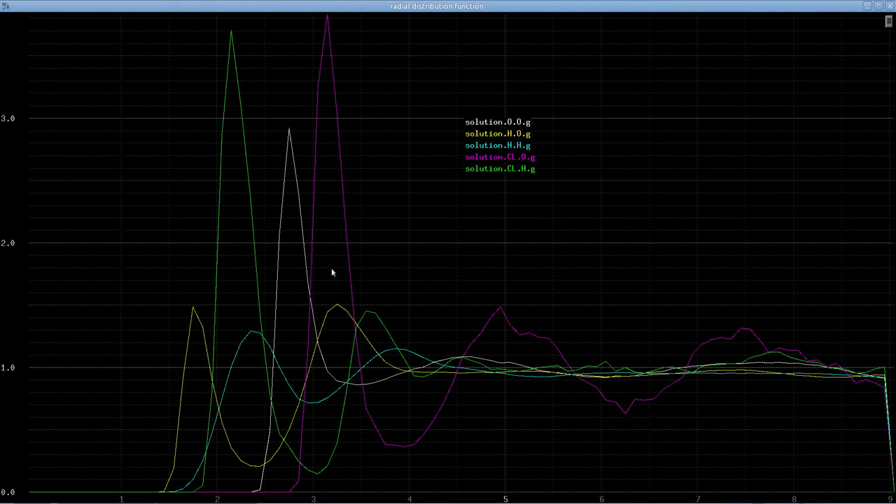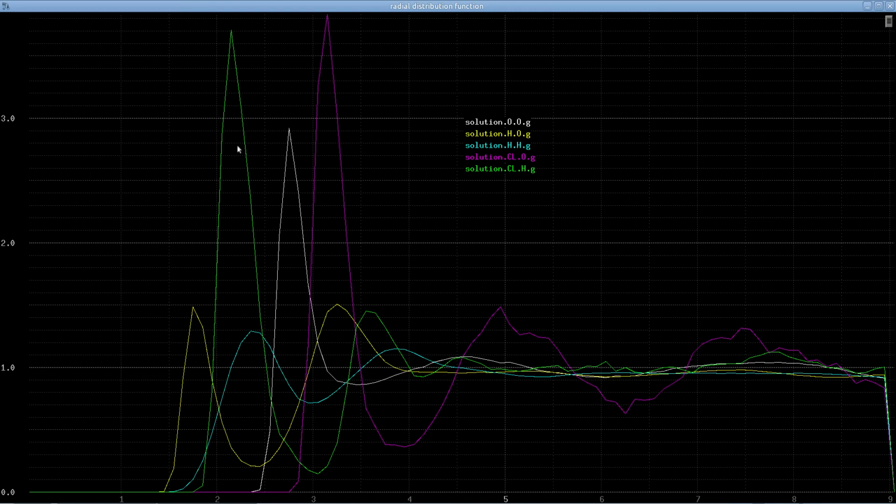Again, we can see here 2 functions with large peaks. It is chlorine-hydrogen, and now it's at a quite short distance, and it's quite high. Of course, chlorine is negatively charged, so that the water molecules around chlorine are oriented by this hydrogen towards chlorine.